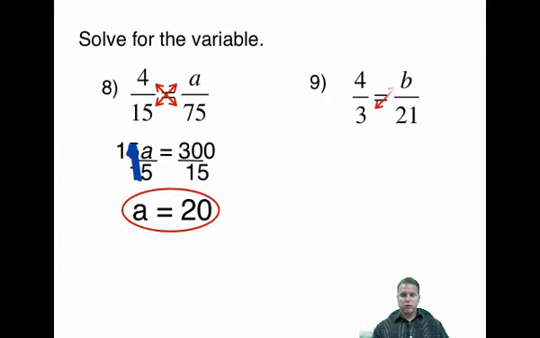For number 9, cross multiply. 3b is equal to 84. Divide both sides by 3. And we get b is equal to 28.